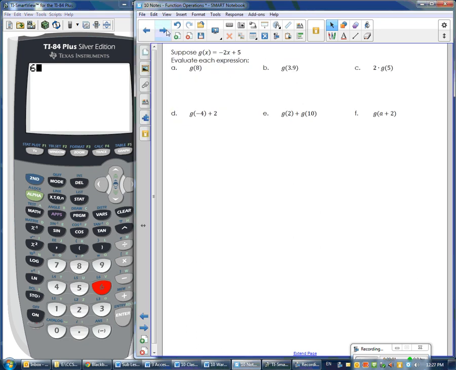All right, so you've got several different expressions here that you're asked to evaluate. I'd like you to press pause and take a few minutes to evaluate each of these expressions. So please press pause now.